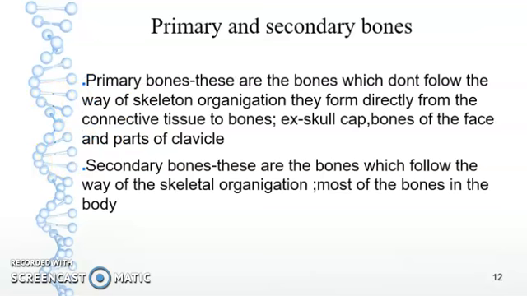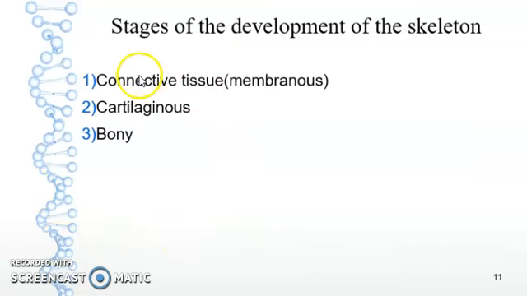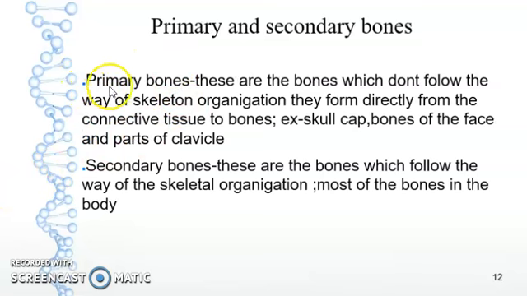Okay, guys. So let's go to the primary and the secondary bones. So what are these primary and secondary bones? Let's talk about the secondary bones first. These are the bones which follow the way of skeletal organization. Most of the bones in the body, for example, go from connective tissue, thereafter cartilaginous, thereafter bony. But there is a type which goes directly from the connective to the bony part. So it's known as the primary bones. Primary bones are the bones which don't follow the way of skeletal organization. They go directly from connective tissue to bone. For example, the skull cap, bones of the face, and parts of the clavicle.